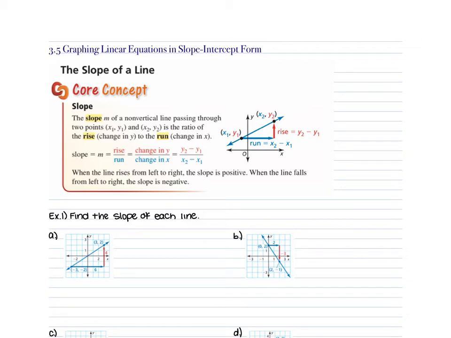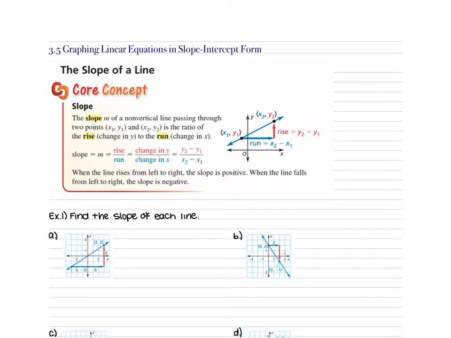3.5 goes over graphing linear equations in slope-intercept form. The first part of this lesson goes over slope and finding slope from ordered pairs and graphs. When you look at these graphs, your textbook does it a little bit differently than I do.